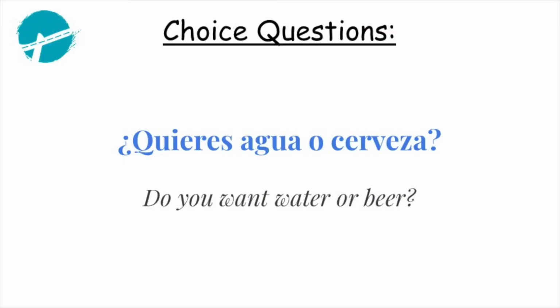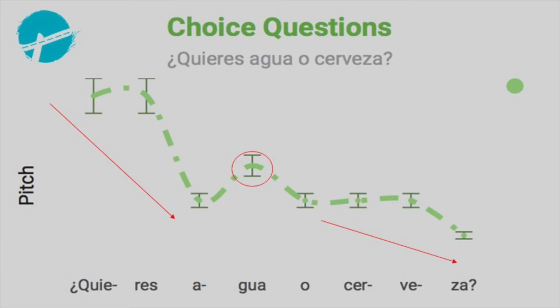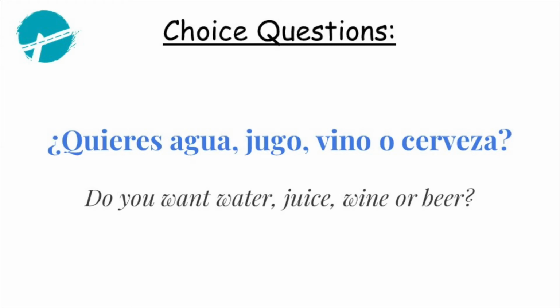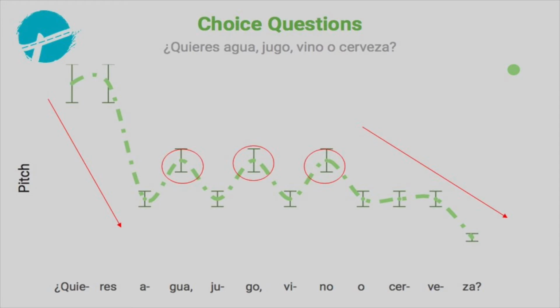When you ask someone to choose between two or more options, the pitch will rise with each option and fall with the final one. ¿Quieres agua o cerveza? ¿Quieres agua, jugo, vino o cerveza?